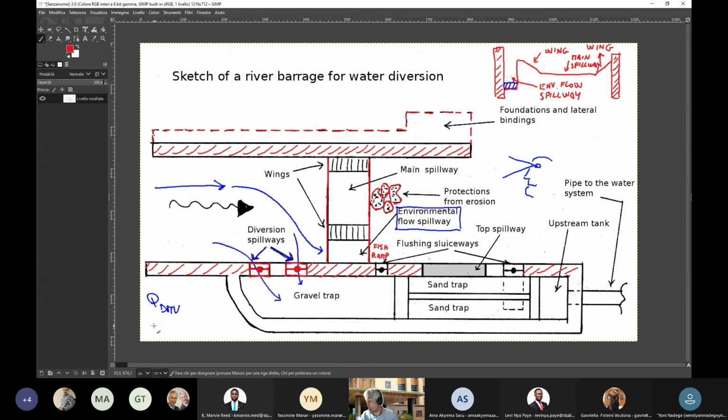of the main spillway. So let me look at the view from downstream here. What is the elevation of the diversion spillway? It's something like here. Okay. This spillway, so this is the diversion spillway.